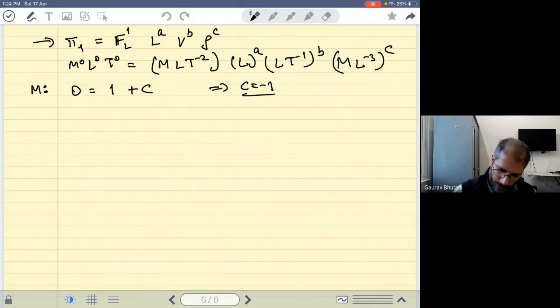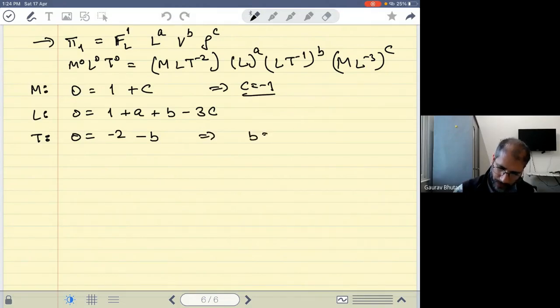So next for the L, we get 0 on the left hand side as the exponent. On the right hand side, we get 1 from the first term, A from the second term, B from the third term, and -3c from the fourth term. And for T, we get 0 from the left term, -2 from the first term on the right hand side, minus B from the third term on the right hand side. That's it. So this straight away gives me B equals to -2.